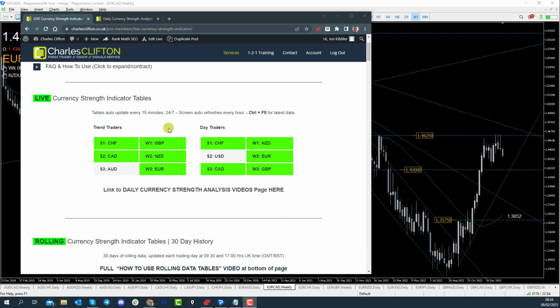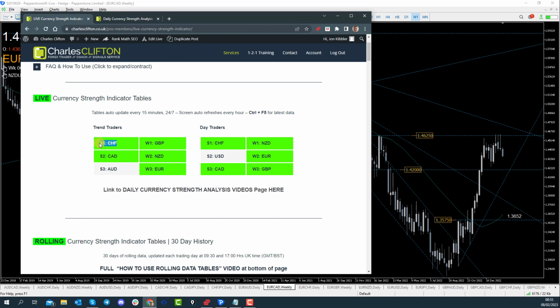Here you can see we have the tables in front of us. We have two types of tables: the trend traders table and the day traders table. These are showing us the same studies but just highlighting different time frames. You can see here some of the currencies are highlighted in green. That means there is a confluence between these two time frames, and that's where we'll be focusing most of our attention during these videos. So what are the tables showing us today?